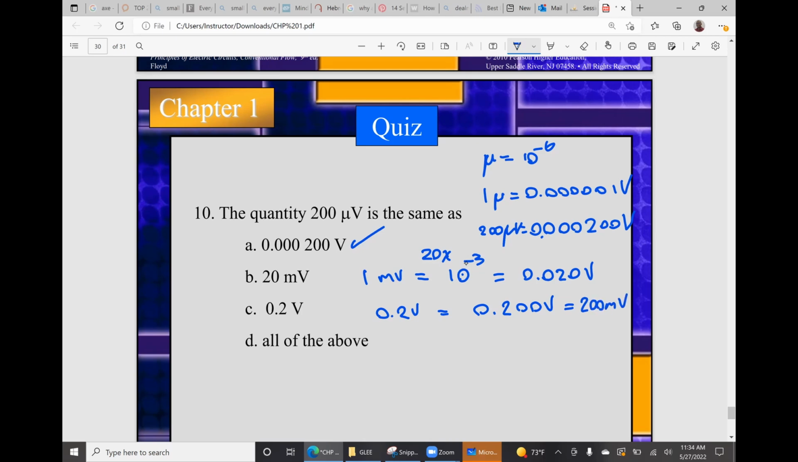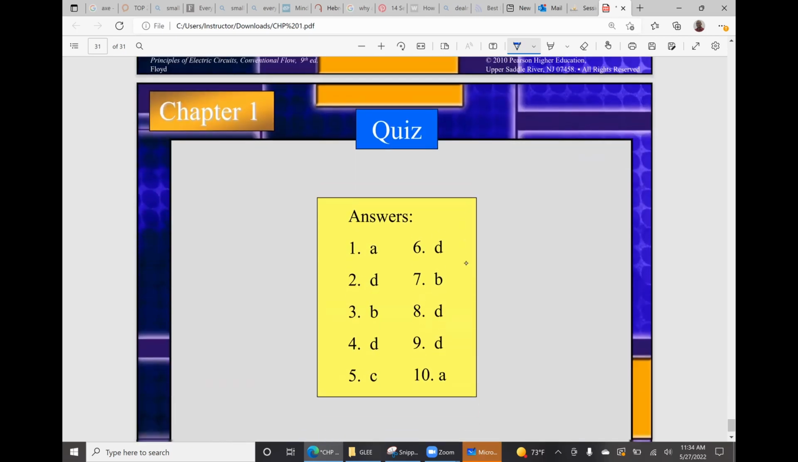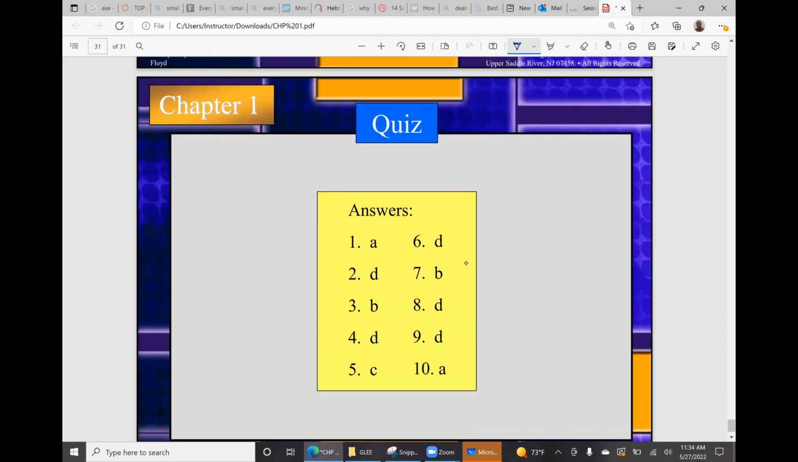It's going to be 200,000 microvolts. So they're not the same. This is the only correct answer here. So again, we just need to practice this. It's not something that's difficult. All right, let's go on to the next presentation.